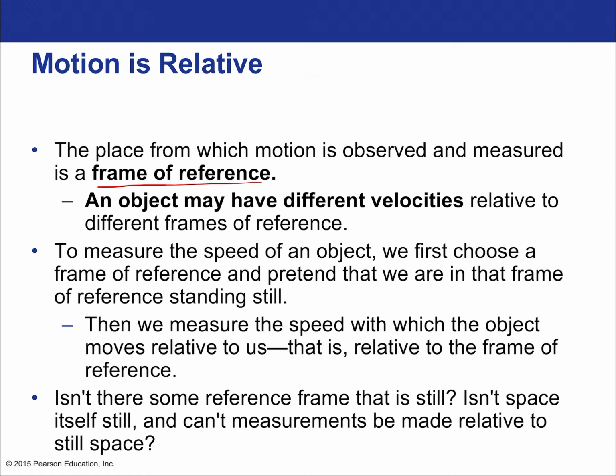So to measure the speed of an object, we first choose a frame of reference and pretend that we are in that frame of reference standing still. Then we measure the speed at which the object moves relative to us. So we're an imaginary observer relative to the frame of reference.